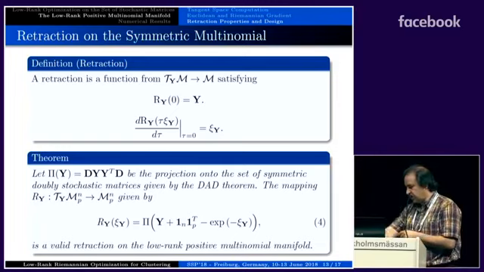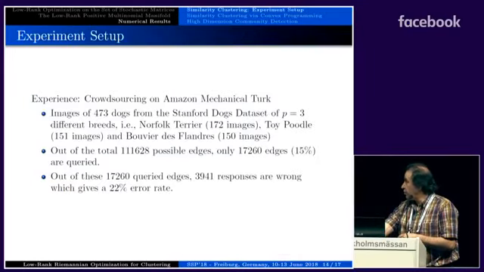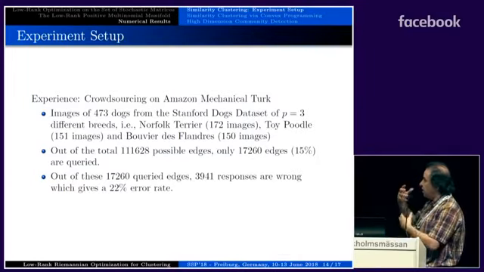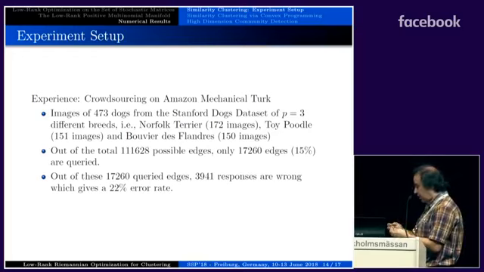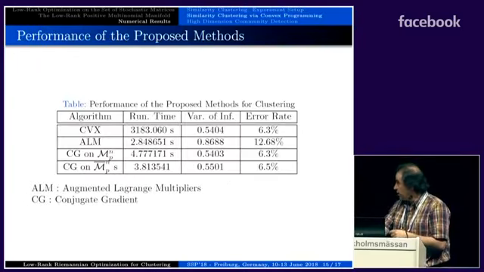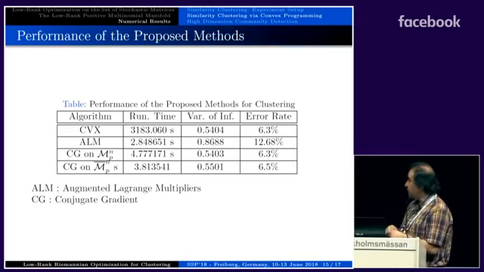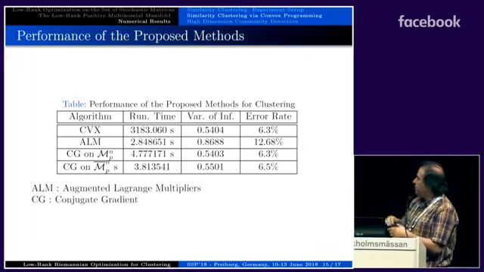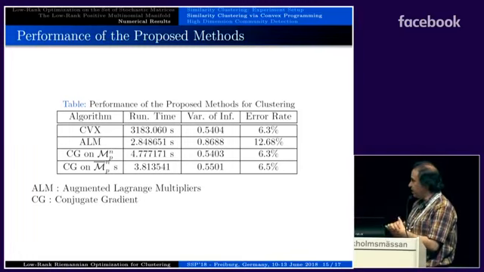Again, I'm short on time. Let me just show you some numerical results. So this is a graph clustering example using Amazon Mechanical Turk. I can't go through the details, and I'm being told I have to leave. Basically, I'm showing the convex method, and I'm comparing it with the Riemannian method. So we get about 3 orders of magnitude saving in computation, and essentially the same performance. And so I'll stop here.